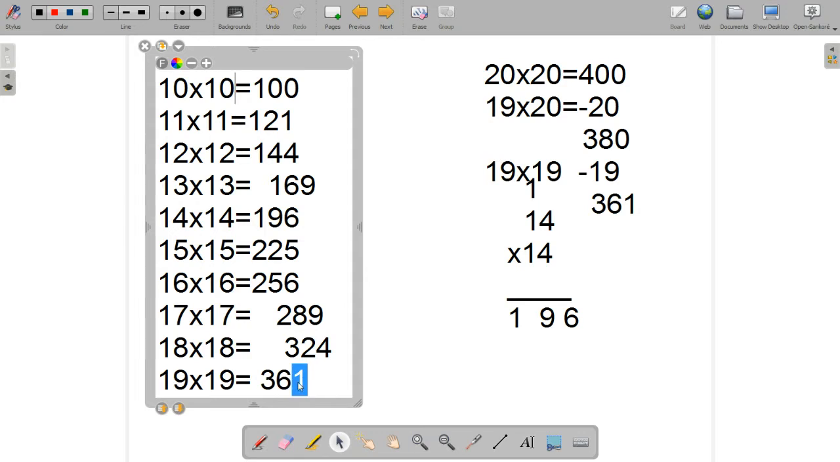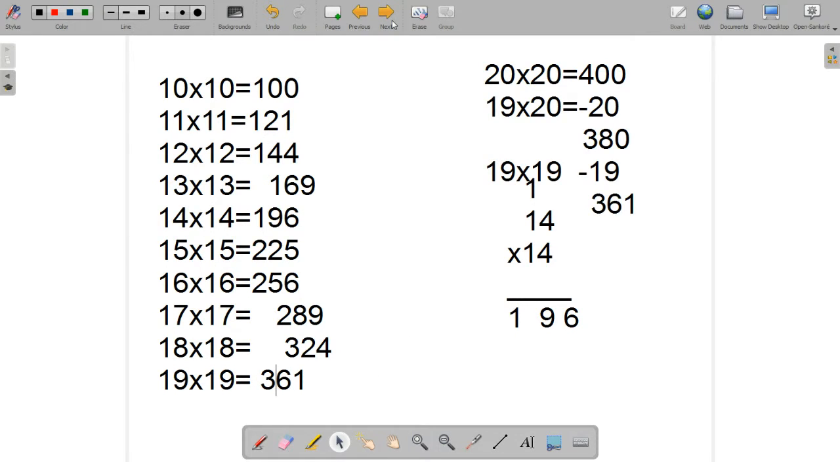9 times 9, 81. 9 plus 9, 18. 18 plus 8, 26. There's your 6. Carry the 2, you get 3.